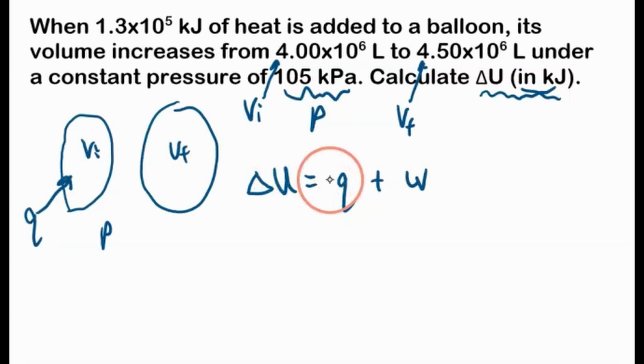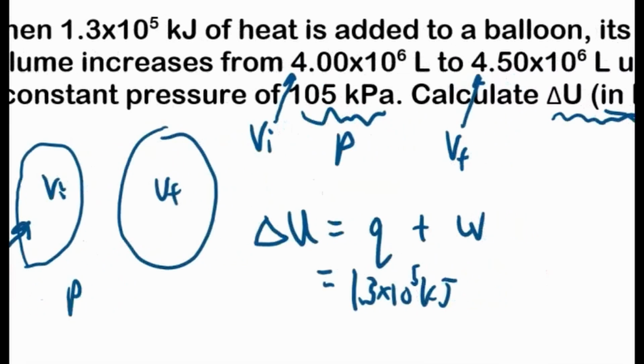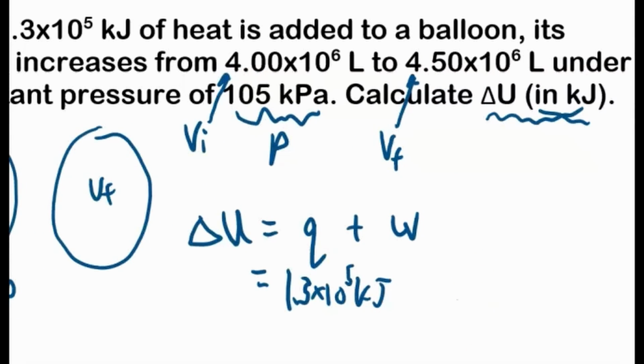Now we know the energy as heat, Q, that's 1.3 times 10 to the 5 kilojoules. And it's positive because it's going into the system. So we want to keep this number positive. Now work, I'm going to expand this. I'm sorry if this is small, if you're on a phone. So for pressure volume work, work is equal to negative P delta V, change in volume here.